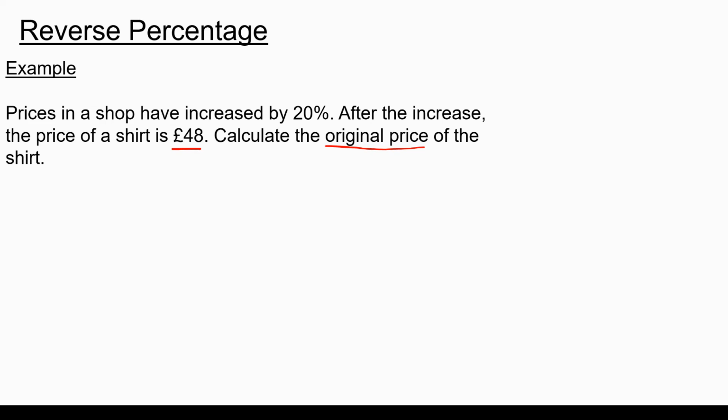This is called reverse percentage because we've already got the value after a percentage change or an increase has taken place. So the £48 does not refer to 100% of the price of the shirt before the increase. It actually refers to 120% of the shirt before the increase, because we've increased by 20%. So you've added 20% to 100% of the value of the shirt, which is 120%.